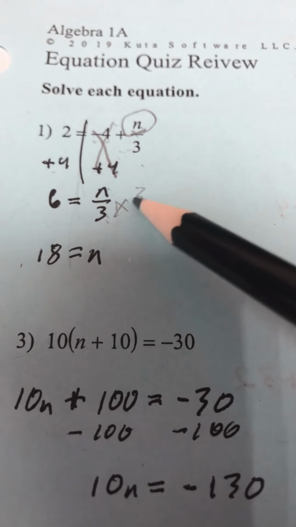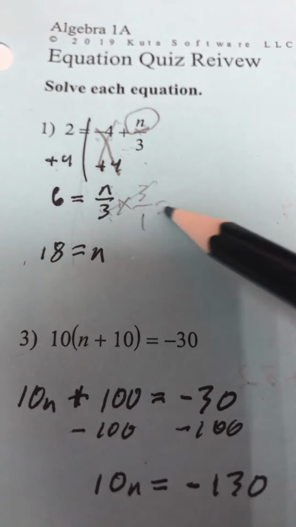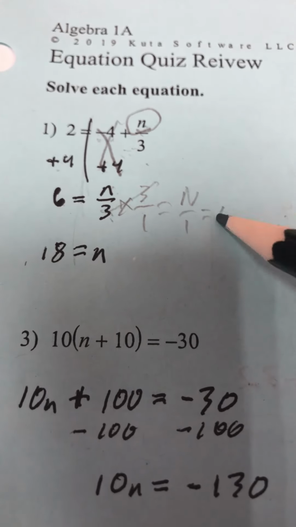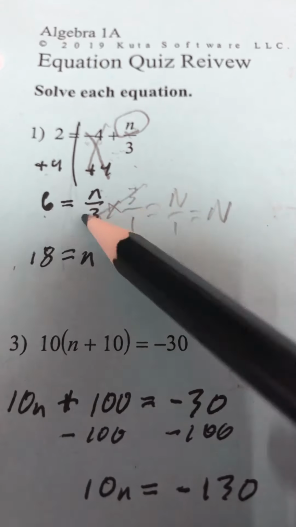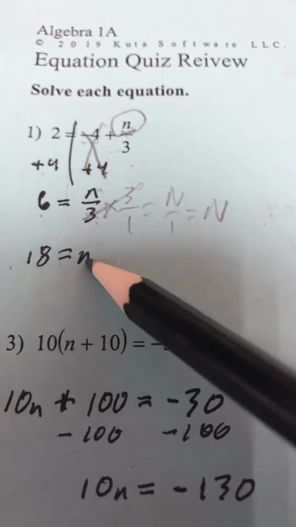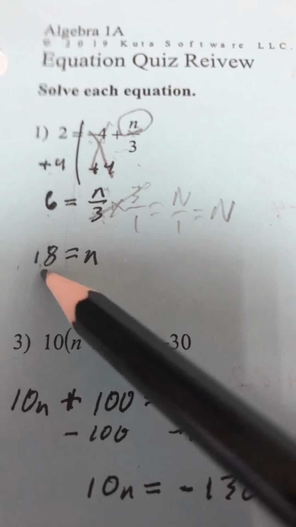If I multiply by 3, this would be like 3 over n, and this will give me my n over 1, which gives me my n, okay? This just cancels out, so that becomes n, and 6 times 3 gives me 18.